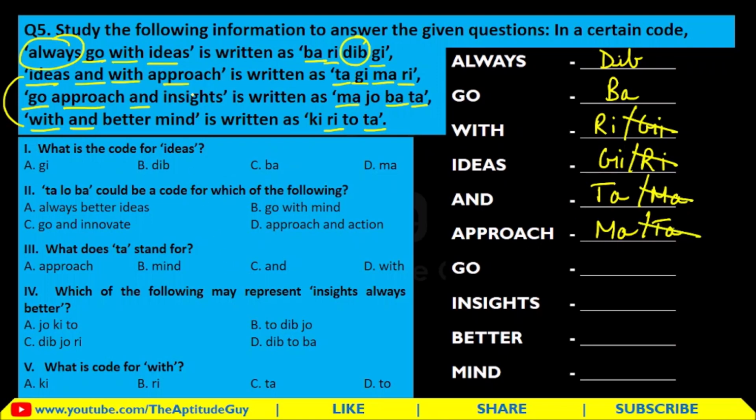Okay. Now insights is the only thing left out over here, and jo is the only thing left out. So insight is definitely jo. And better mind, ki, to. So we have ki, to, or to, ki.